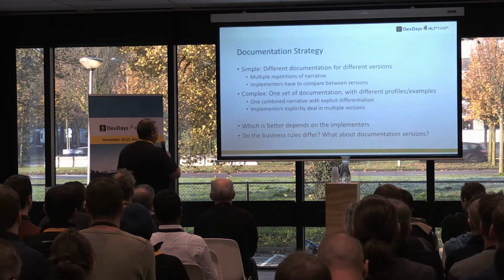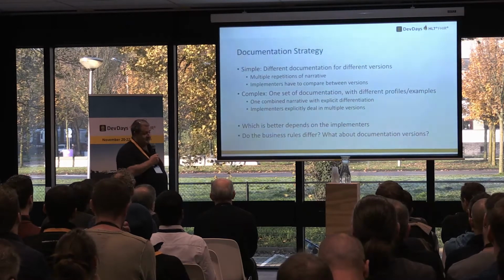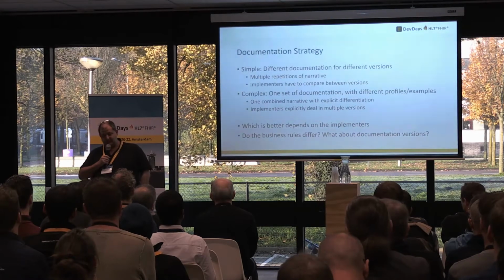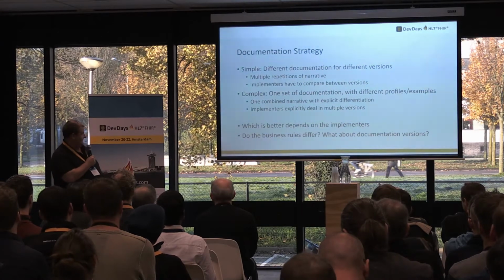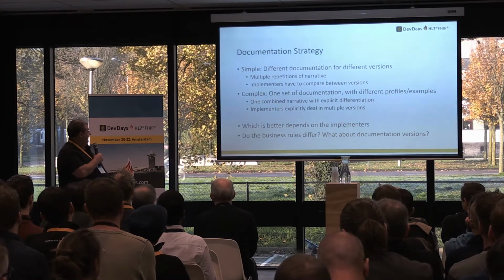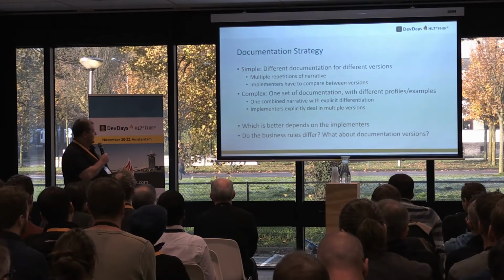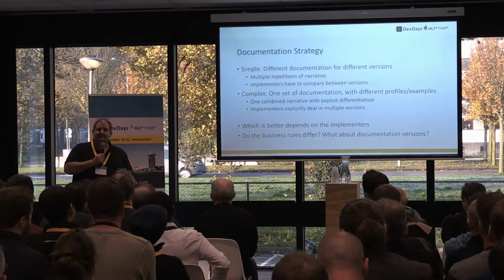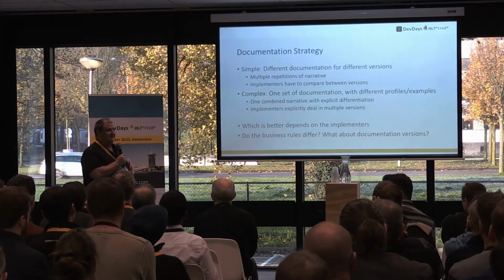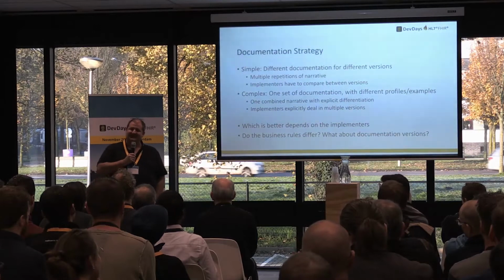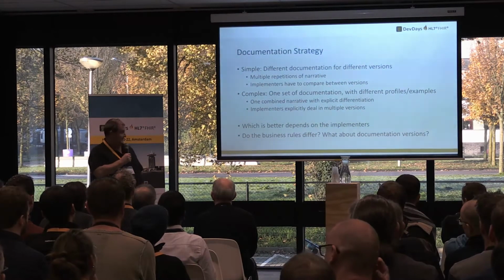Or you can go for a complex approach, which some of the Da Vinci guides have done. We have one set of documentation just with different profiles and different examples, but all the same value sets and all the same narrative around how things work. And the implementers explicitly know that they're dealing with multiple versions all the time. How many people have tried to read and implement those Da Vinci guides? Yeah, not many people have done that, and it's tricky. So we're still working on making that better.